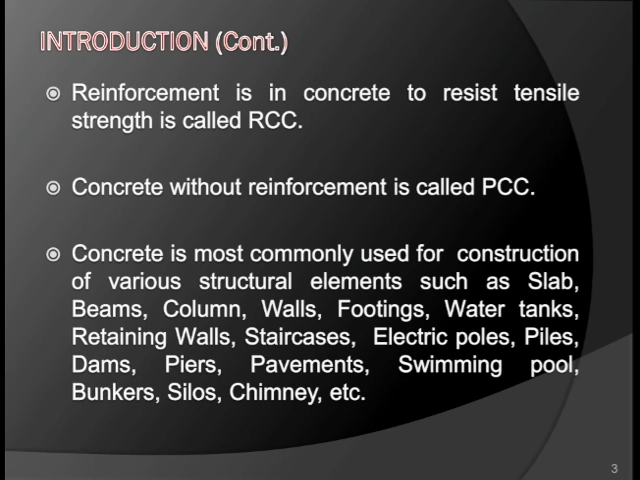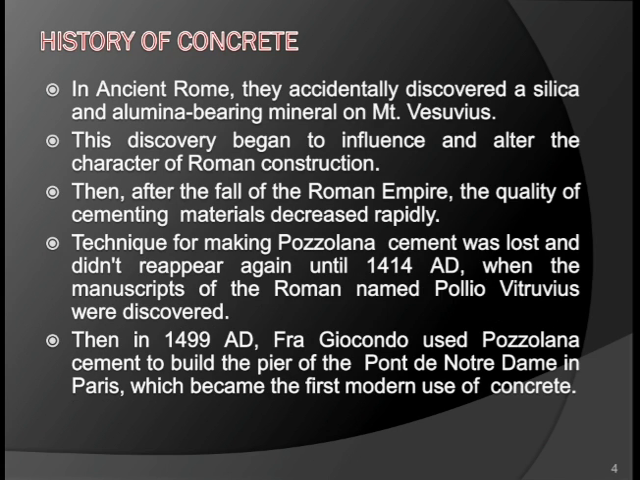So concrete is used everywhere in civil engineering construction, starting from simple elements of buildings, say slab, beam, column, walls, footings, and other structures like water tank, retaining wall, staircase, electric poles, piles, dams, everywhere. So from a simple building to a high-rise building and any type of civil engineering construction work, concrete is used everywhere. Let's start with the history.